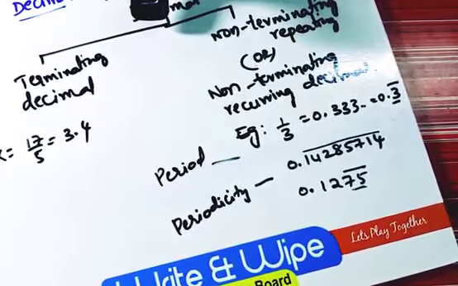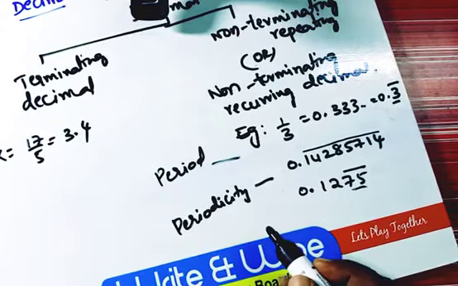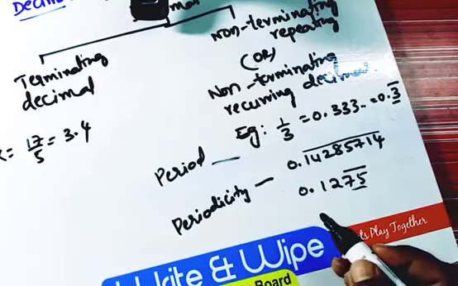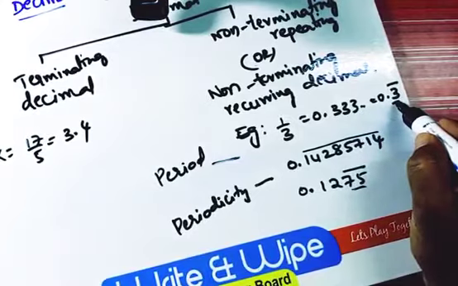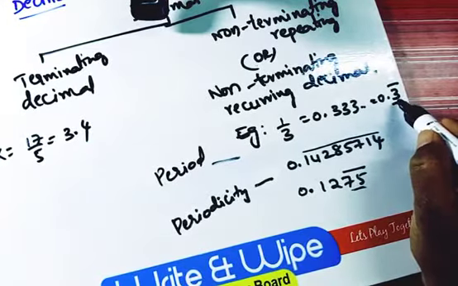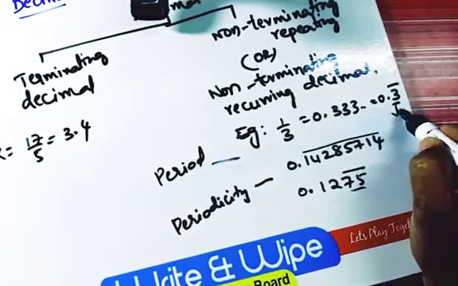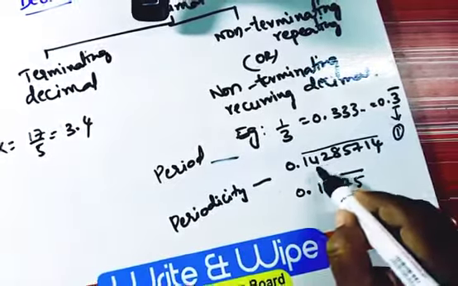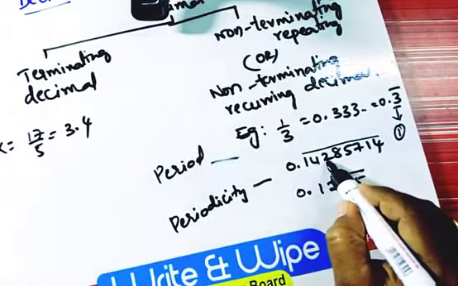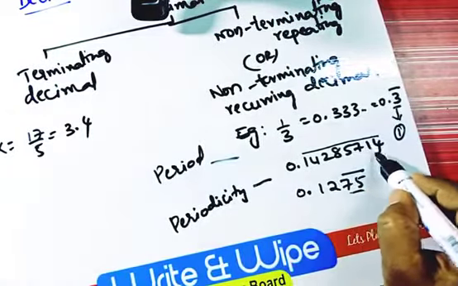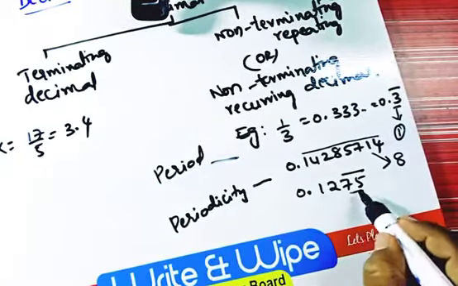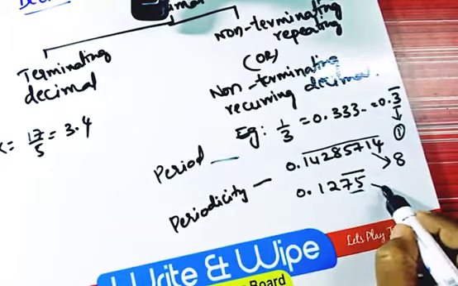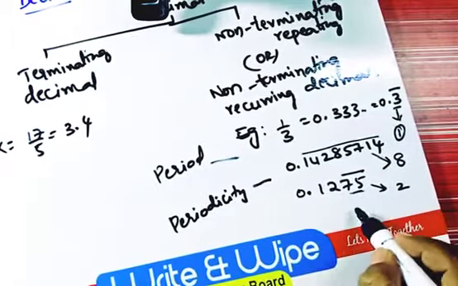Periodicity means the number of digits in a period of a non-terminating recurring decimal. For example, in 0.3 bar, how many digits are repeating? Only one digit is repeating, so the periodicity is 1. Here how many digits are repeating? 1, 2, 3, 4, 5, 6, 7, 8. So the periodicity is 8. Here, 1, 2, 7, 5: only 2 digits are repeated under the bar.